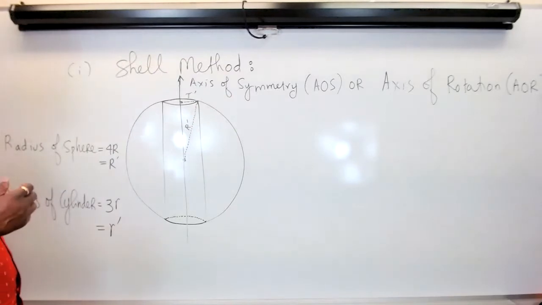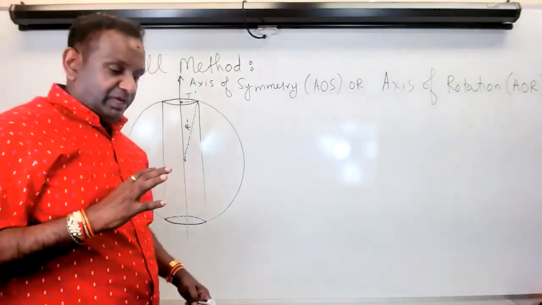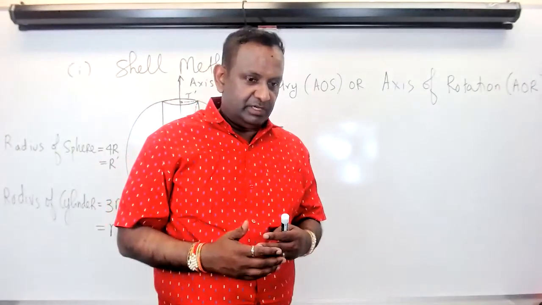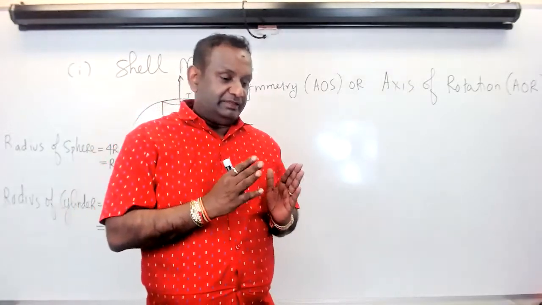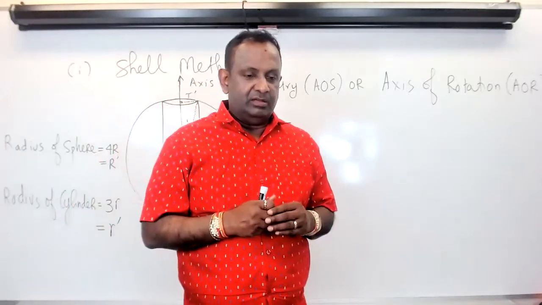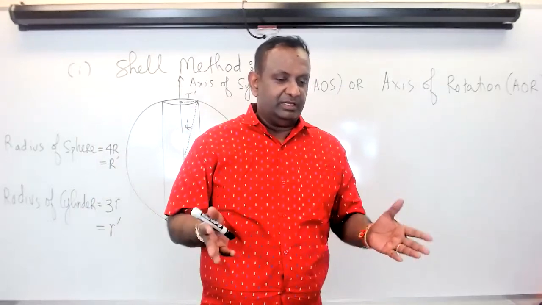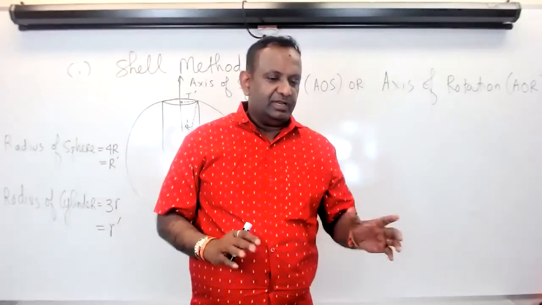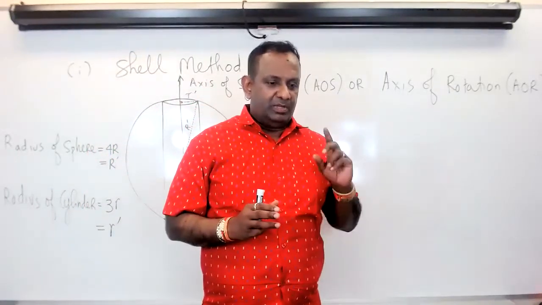So what are you going to do? According to the shell method, if there's some area you're going to rotate around a certain axis of rotation, the axis may be the x-axis, the y-axis, or any axis parallel to either. It doesn't matter where it is. We're not going to talk about slant axes at this stage; we don't have to worry about that.